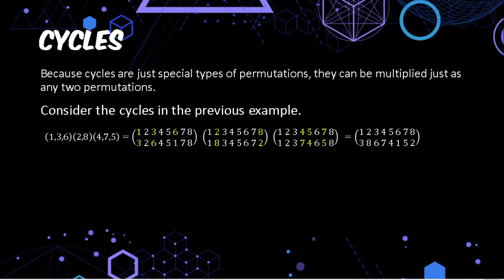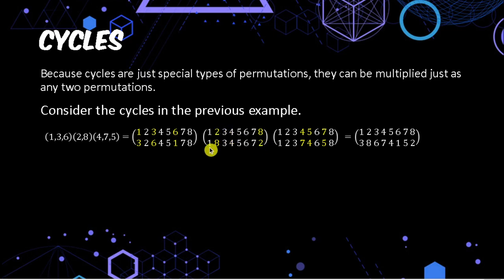Because cycles are just special types of permutations, they can be multiplied just as any two permutations. Siyempre naman, consider the cycles in the previous example. So ito yung dalawang cycle at tatlong cycle na yun. I-multiply natin in this arrangement. By the way, for permutations, later on pala. How do we multiply this one? Well, recall that these cycles here are just the same as this one. Parang ginamit na natin yung standard notation for permutation. And easily, we can trace the product.